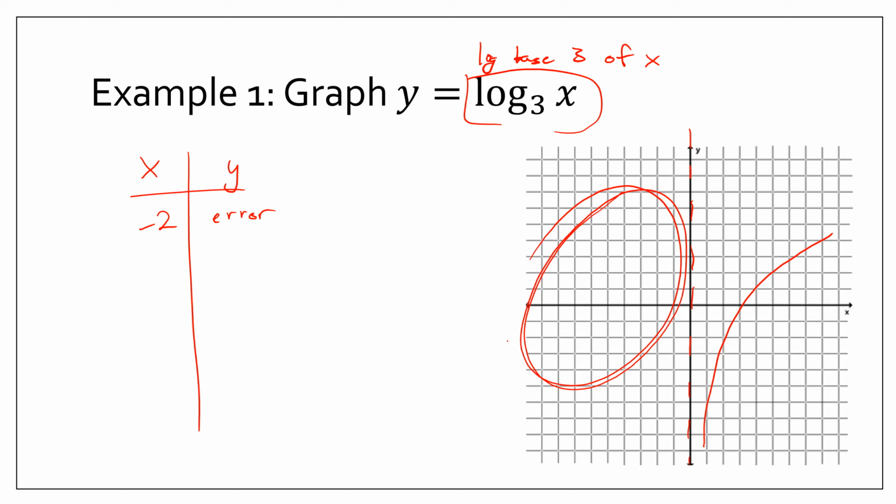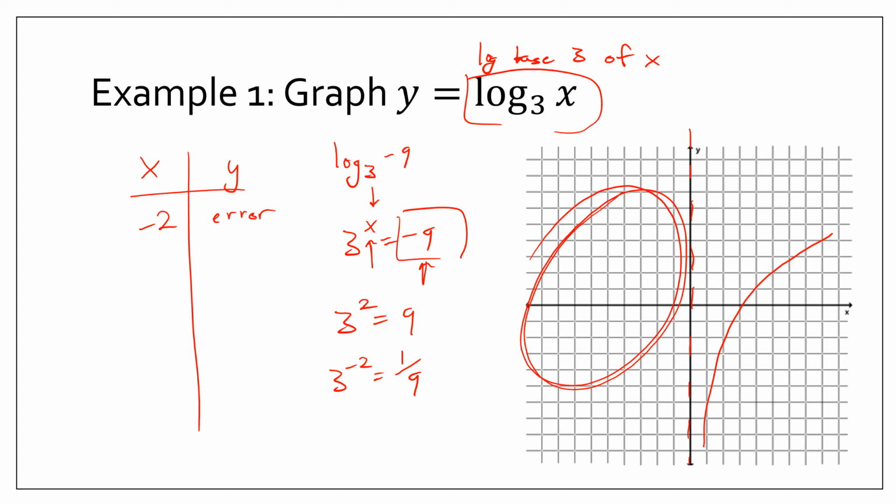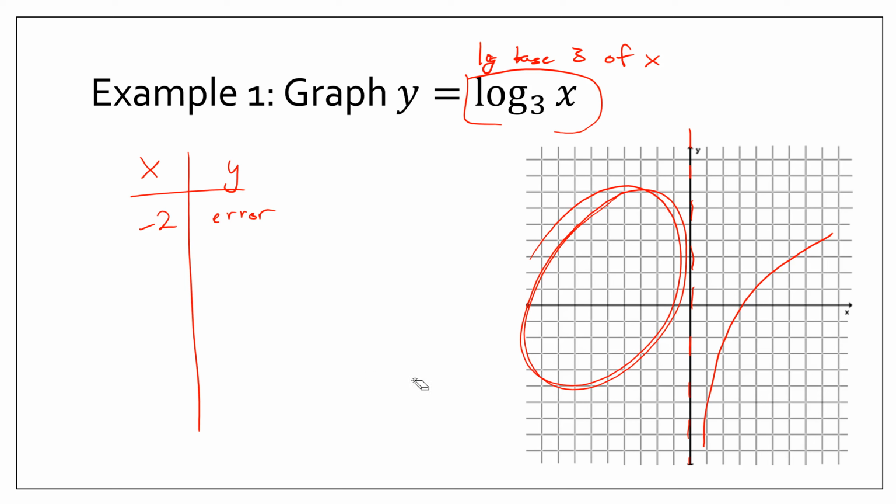We can also think about what it would mean to take the logarithm of a negative number. So let's try taking it of negative 9. Remember, what this means is what power of 3 gives me negative 9. But there's no way for me to get a power that gives me a negative number. If I do 3 squared, that's positive 9. If I do 3 to the negative 2, that's 1 over 9. But there's no way for me to get this negative 9. So because of all those reasons, because of the graph, because of what the logarithm really means, I cannot plug in any negative values.